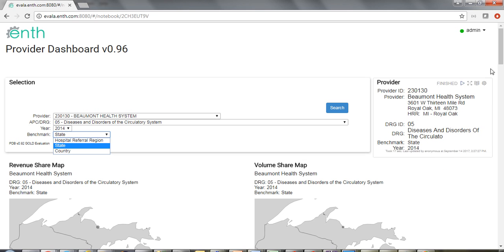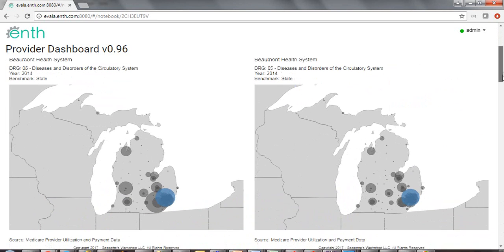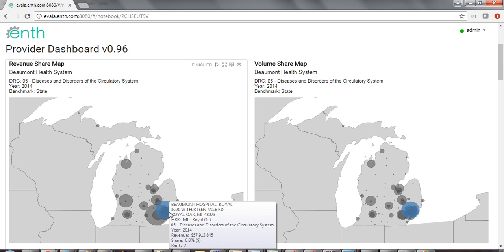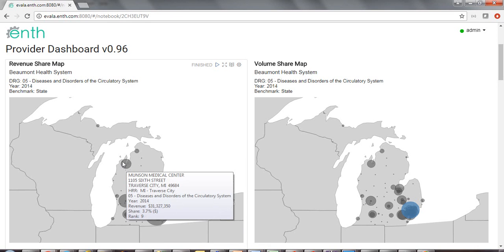So we already ran that analysis, and the first thing that pops up on our dashboard are 2 maps. We have a volume share map and a revenue share map. Our target provider, again, is Beaumont, and we can hover over Beaumont's little bubble here, and we can see that Beaumont, their revenue for 2014 was almost $58 million for diseases and disorders of the circulatory system. Their share was 6.8%, and they're ranked number 2. And we can go hover over other little bubbles. This is Munson Medical Center in Traverse City. Their rank is number 9.